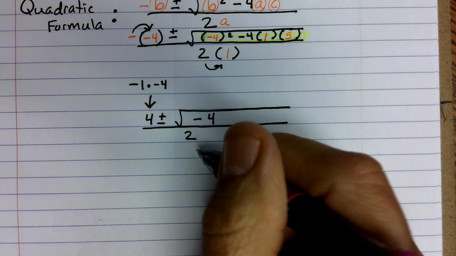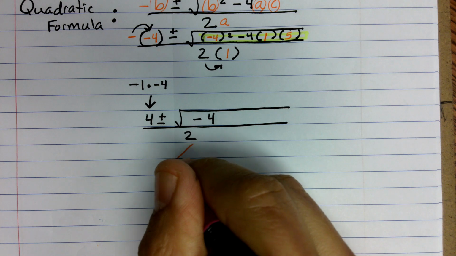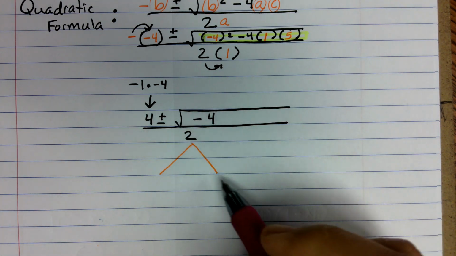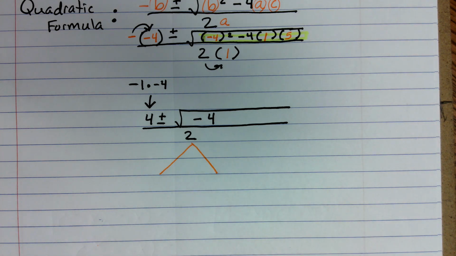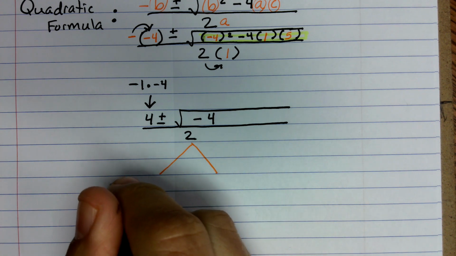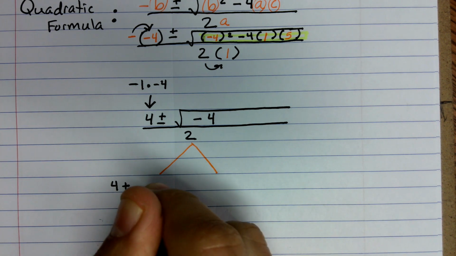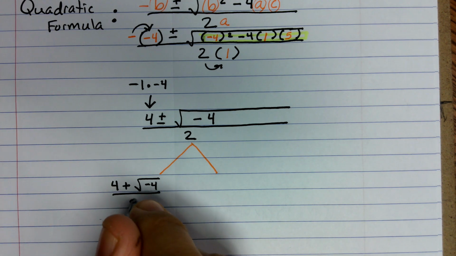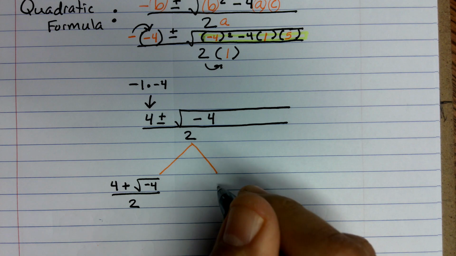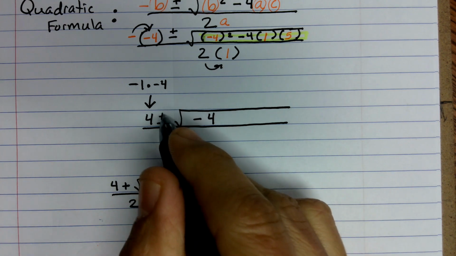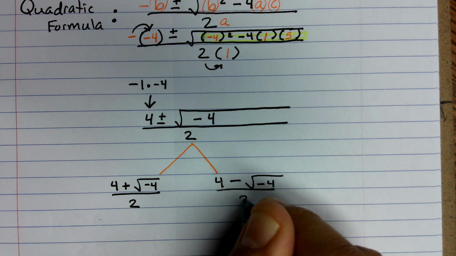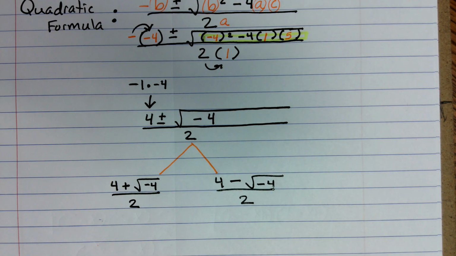So let's go ahead and work this out. I'm going to work it out two ways, because we have plus or minus. I'm going to do them separate, and then we'll put it together so you can treat it as two separate problems. And so when I rewrite this, I'm going to write this as 4 plus the square root of negative 4 over 2. That's going to be one solution. And the other solution is 4 minus, because it's plus or minus, the square root of negative 4 over 2. And then we can further break this down.